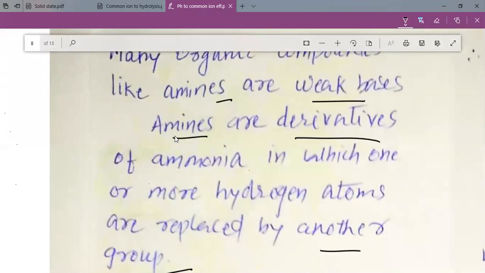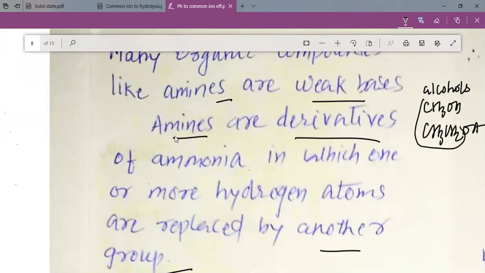So here I would like to tell you, see, we have alcohols. These alcohols are like CH3OH or CH3CH2OH. So this portion is repeating. Instead of that, we will write it as ROH, where R is the alkyl group. This is what we call alcohol.